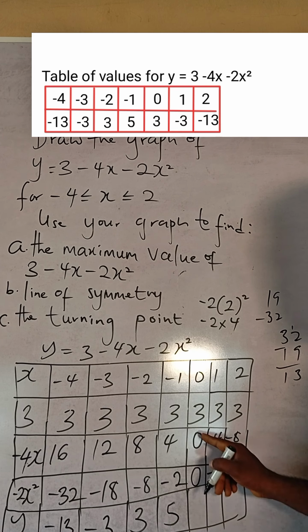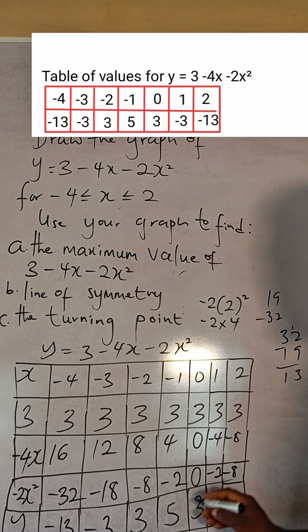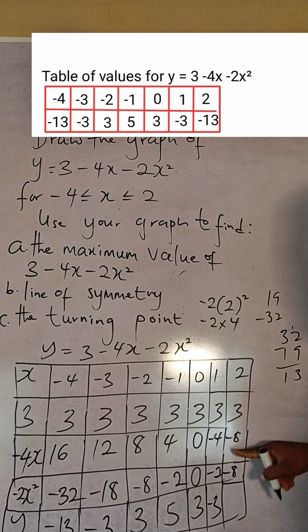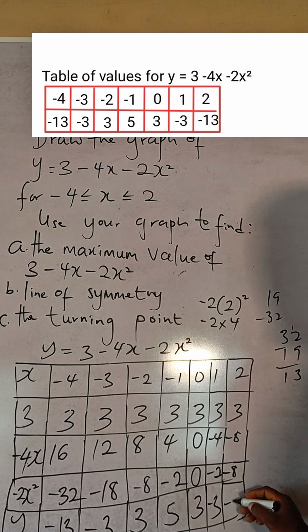This is just 3 here because here is 0, 0. So we have 3 here. 3 minus 4 is -1. -1 minus 2 is -3. Then 3 minus 8 is -5. -5 minus 8 is -13. So we have -13.